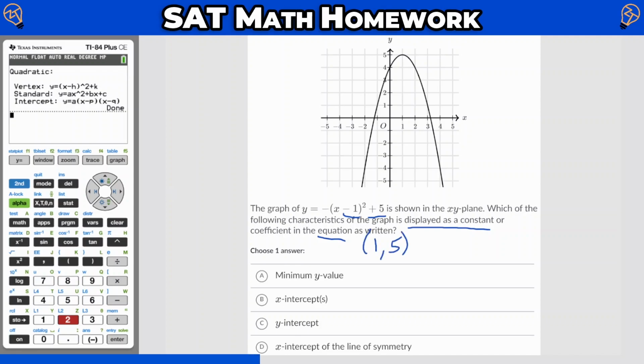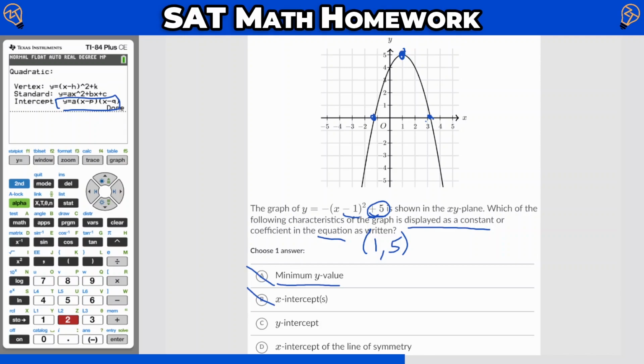And they say the minimum y value. Well, the thing to notice, this is actually a maximum, right? So that 5 is the maximum y value. So even though it is there, it's not a minimum, it's a maximum. X-intercepts, no, the x-intercepts would have been reflected in intercept form, but this isn't even in intercept form, so that doesn't make sense. The y-intercept always occurs when x is 0.